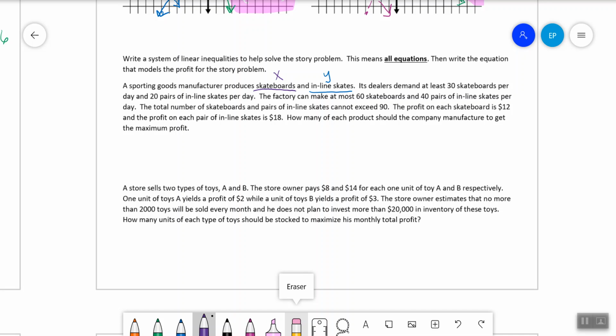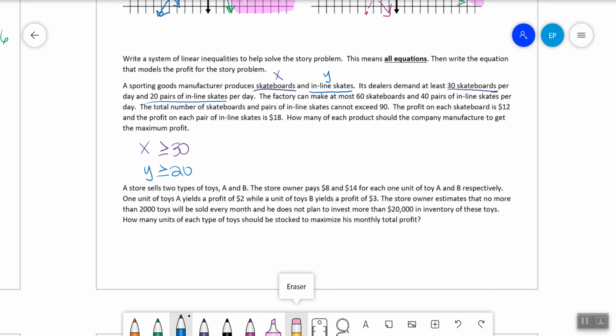The first equations that you're going to have in these real-world problems is we're either going to put you in constraints with at least or at most certain values, or you're going to be put in with the equations of greater than or equal to 0, so it depends on what the word problem says. So the dealer demands that you make at least 30 skateboards per day, so that means per day you must make at least 30, so x is greater than or equal to 30. And you make at least 20 pairs of inline skates. So inline skates, you got to make at least 20 per day, so y is greater than or equal to 20.